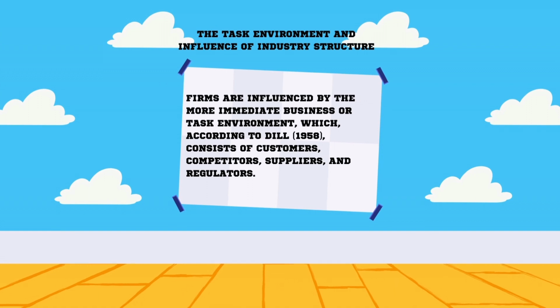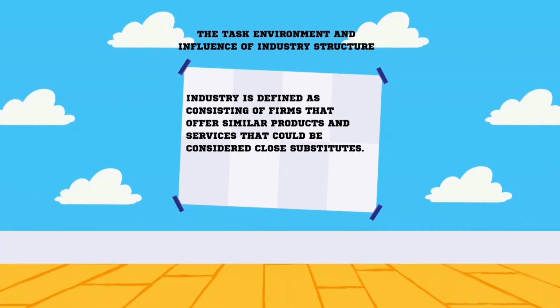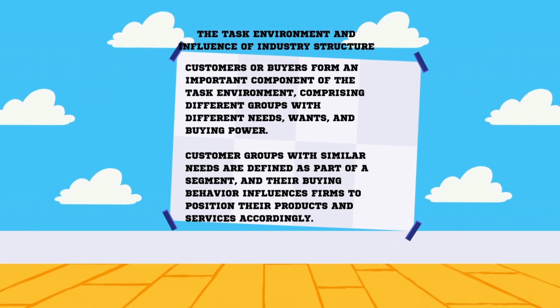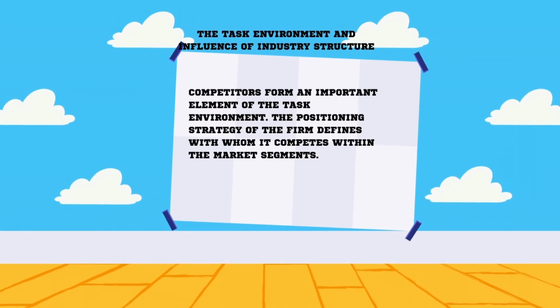The task environment has more direct influence on the organization. It consists of customers, competitors, suppliers, and regulators. Customers are our target to serve, and customer groups with similar needs are defined as part of a segment. We compete in the industry to have a bigger share in the segment, and the buying behavior of customers influences firms in the positioning of their products and services.